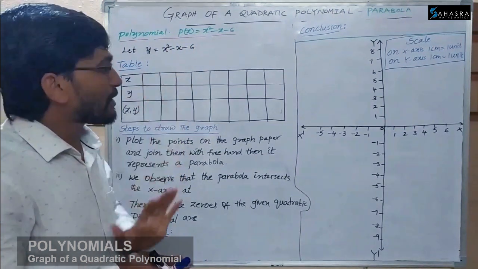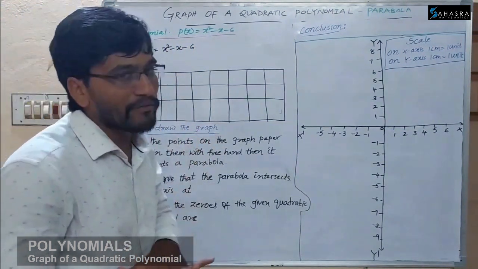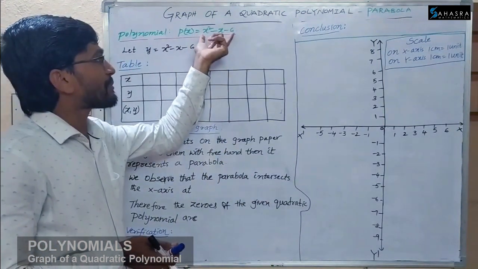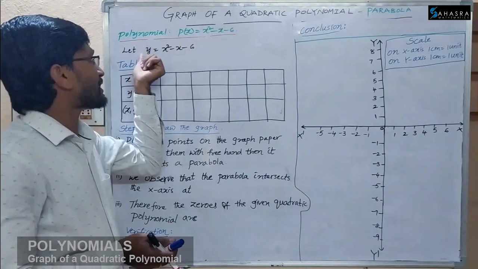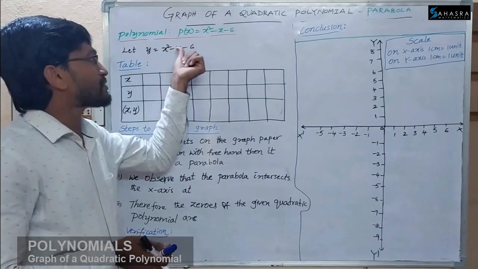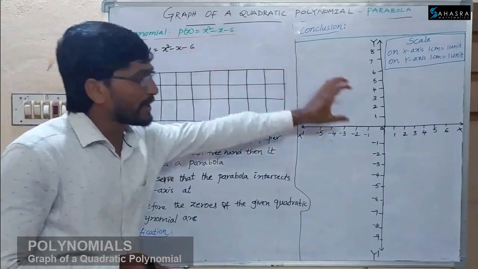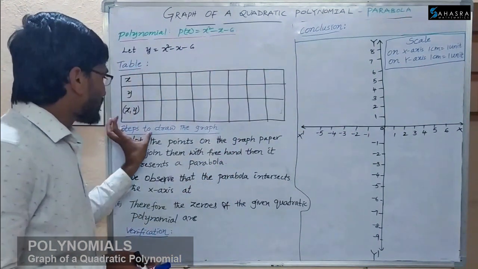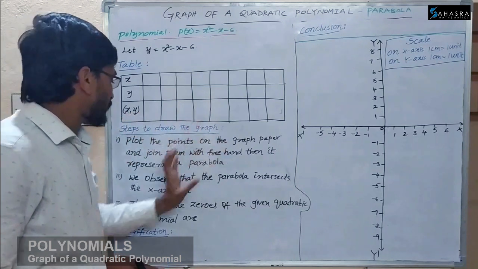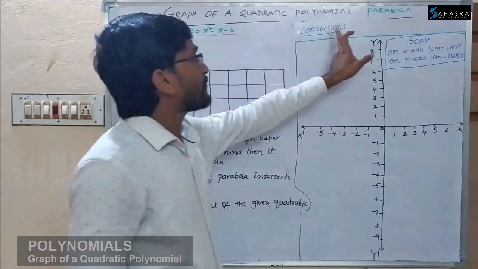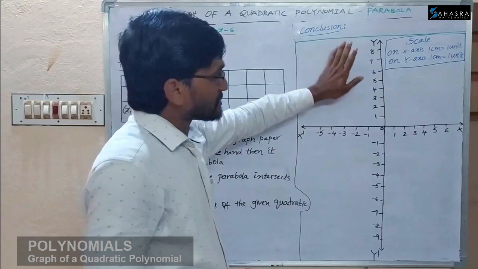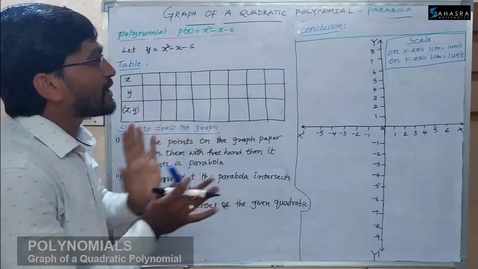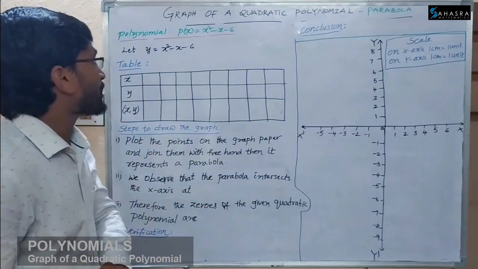So for drawing the graph we need x coordinate and y coordinate. So I want to consider this polynomial x square minus x minus 6 as y. That means y is equal to x square minus x minus 6. For drawing the graph we need some steps. First one is the table and second one is steps to draw the graph. Third one is verification and fourth one is conclusion. Last, on the graph paper we have to draw the graph. By these steps we can complete the graph of a quadratic polynomial.